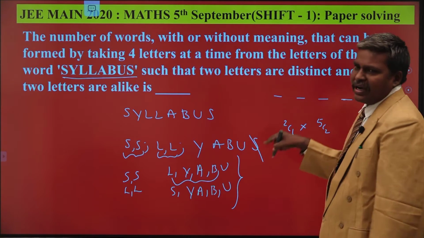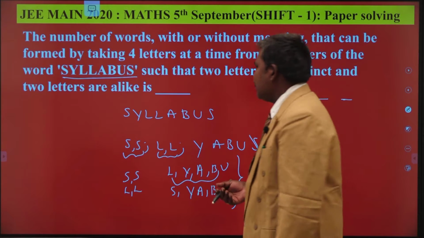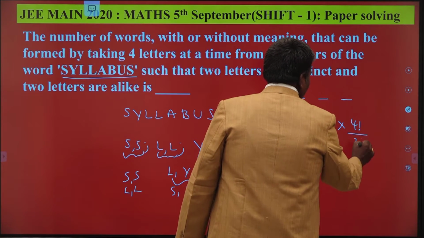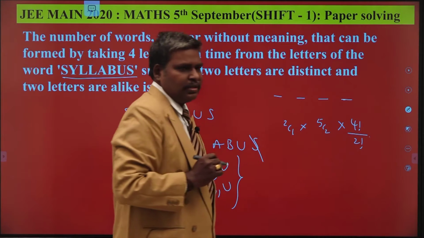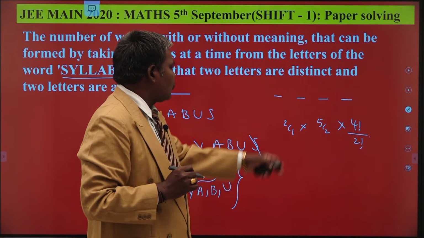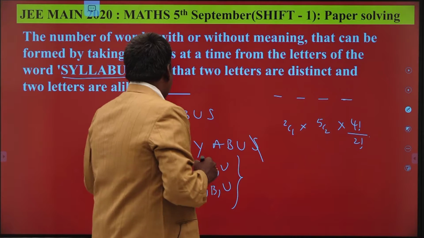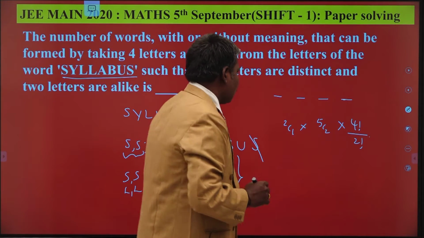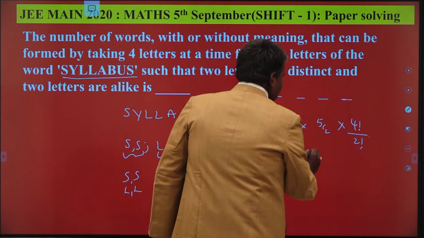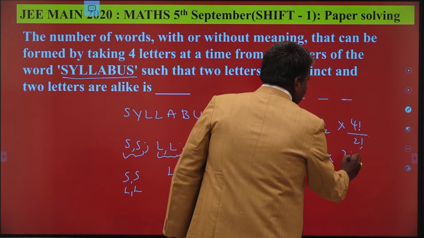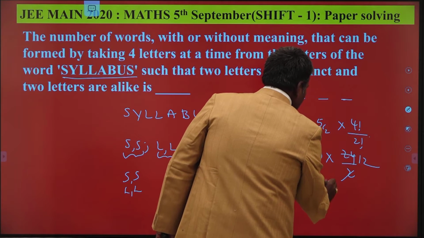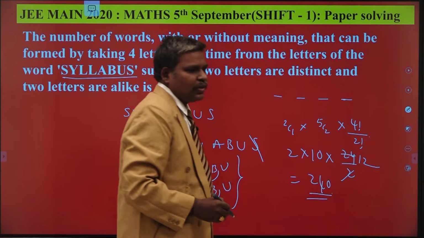After getting the 4 letters, you have to arrange them. How many ways can you arrange these 4 letters? Arranged in 4 factorial by 2 factorial ways. Because out of 4 letters, 2 letters are repeated, therefore you have to write 2 factorial here. 2C1 means 2, 5C2 means 10, 4 factorial is nothing but 24 by 2, that is 12. 240 ways. So the number of ways is 240 here.